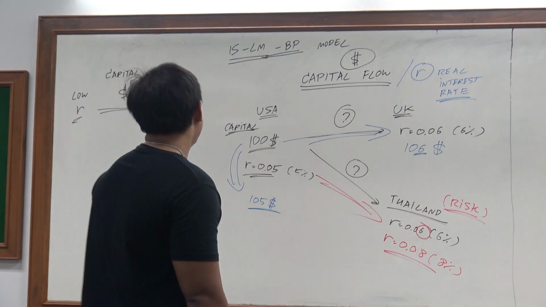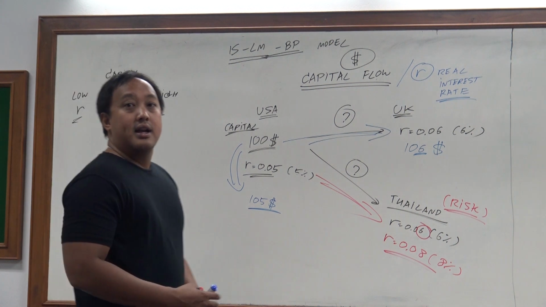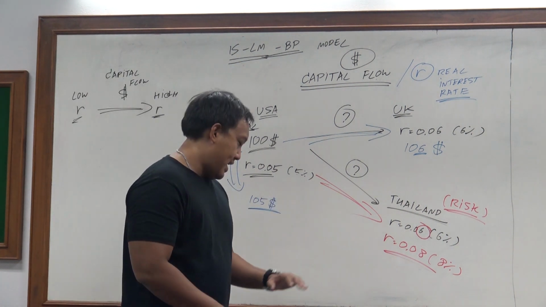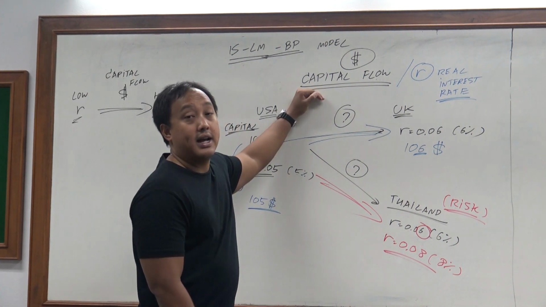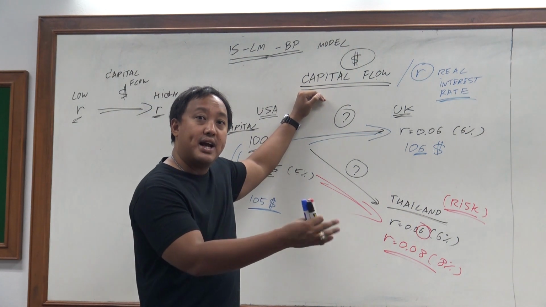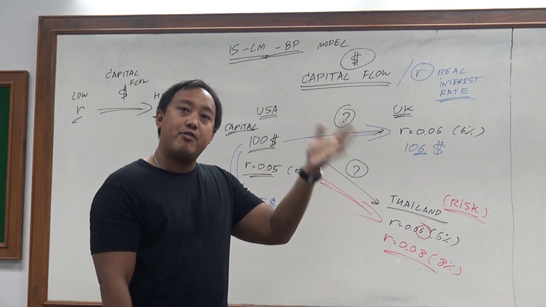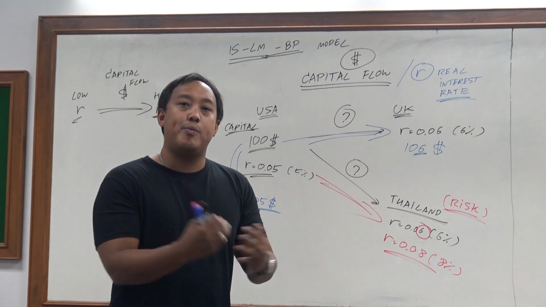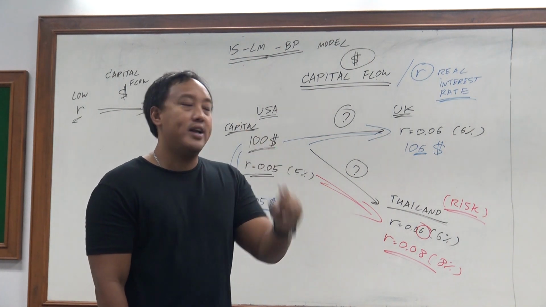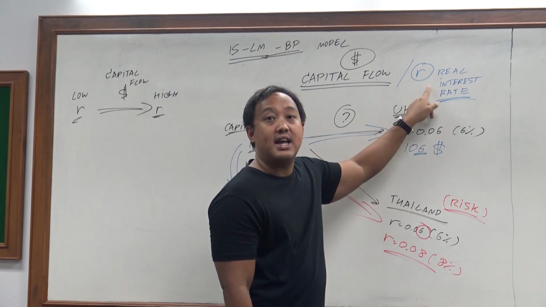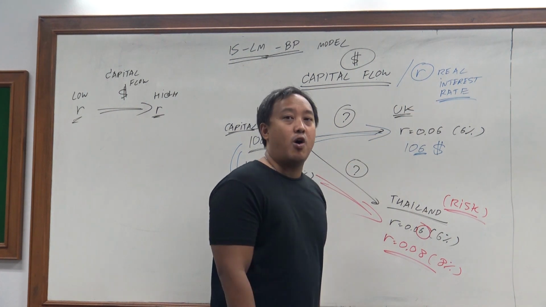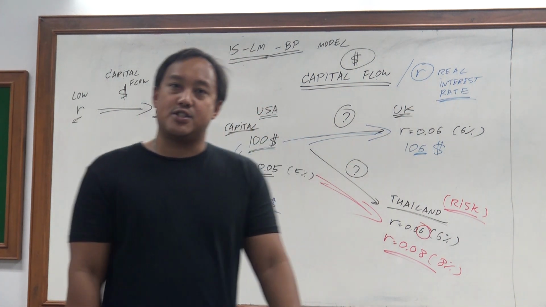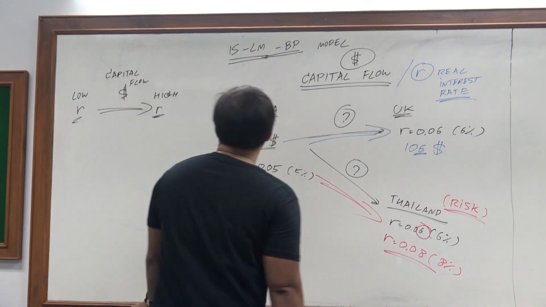So in conclusion, the capital that flows between countries depends on the real interest rate, or R. Okay, done with this one.